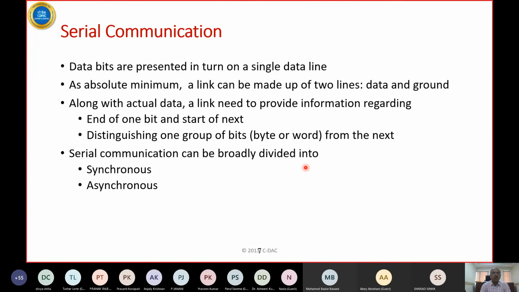Now a group of such bits, suppose in the simplest form there are 8 bits which form a byte. Then how do you differentiate one byte from another? So first you have to have a mechanism to differentiate an individual bit, and then group these bits together and differentiate this byte from a neighboring byte. So to make sure that such information is communicated, serial communication is broadly divided into synchronous, where, as the name suggests, you will have a clock with it, or asynchronous, where the clock will not be present.